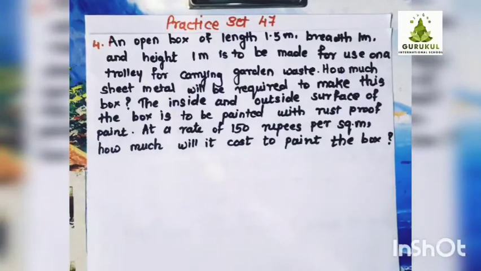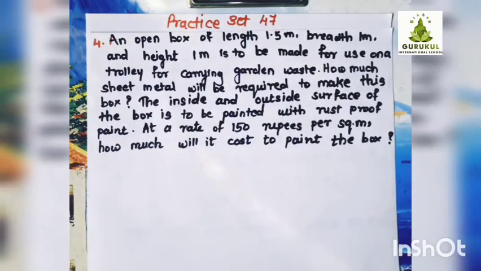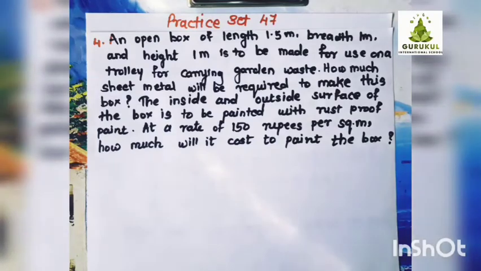Practice set 47, fourth sum. Let us read it first. An open box of length 1.5 meters, breadth 1 meter and height 1 meter is to be made for use on a trolley for carrying garden waste. How much sheet metal will be required to make this box, and the inside and outside surface of the box is to be painted with rust proof paint at a rate of 150 rupees per square meter. How much will it cost to paint the box?